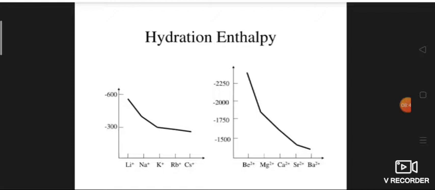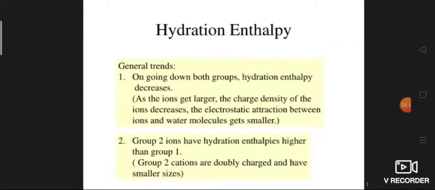Lithium has higher hydration enthalpy than cesium. Beryllium has more hydration enthalpy than barium. Down the group, hydration enthalpy decreases. Group 2 ions have higher hydration enthalpy than group 1, because their cations are doubly charged and smaller in size. In the first group, as the ion gets larger, the charge density of the ion decreases, so the electrostatic attraction between ions and water molecules gets smaller.